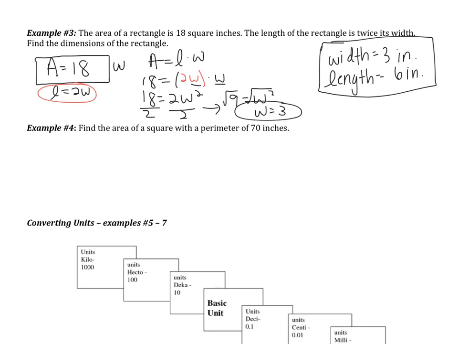Okay, let's see how we did. So it says find the area of a square with a perimeter of 70. So drawing myself a picture again. This is a square, so I know all my sides are the same. And I know that the perimeter is 70. I have to find the area.